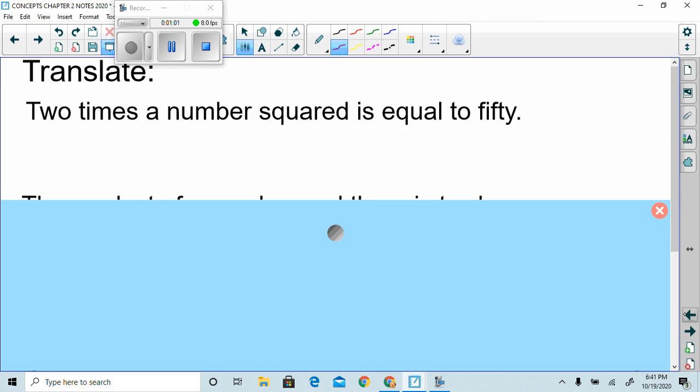Let's start our translations. 2 times a number squared is equal to 50. Now, if they don't tell us the variable, we can choose any variable. I'll choose x. 2 times x squared, 2 times a number squared, is equal to 50. Again, I read it more than once, and when I'm done, I read it again to make sure it makes sense and it goes along with the expression.